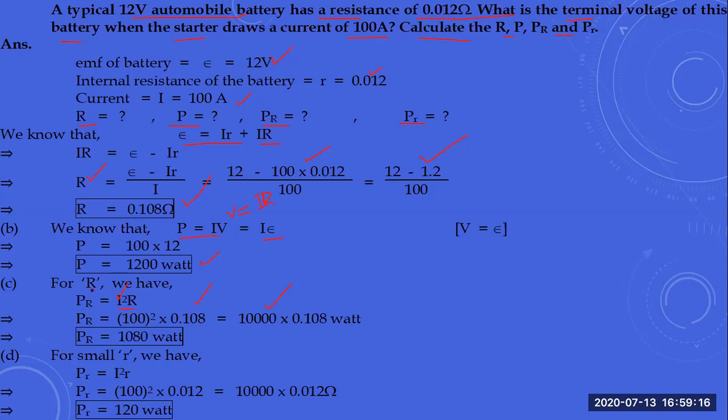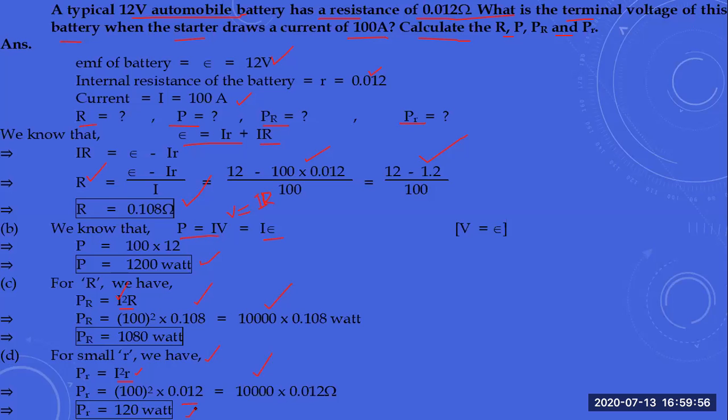Power due to resistance, that is 0.108. So for small resistance, we are using P_r, that is I square r. This r is the internal resistance of the battery. Its value is 0.012. After putting the values and simplifying 10 power and 1000, and multiplying with the internal resistance, you are getting 120, and 120 watt. Watt is the unit of power.